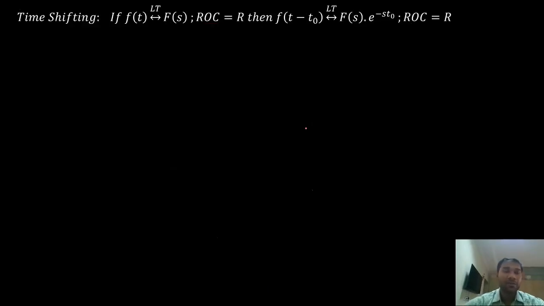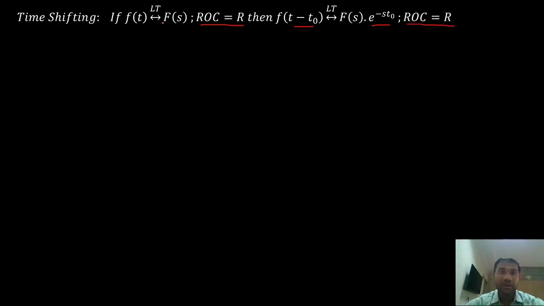Next, we will look at time shifting property. What happens if I shift the time domain signal? I'll have a corresponding phase shift in the Laplace domain. In the Laplace domain, I am introducing a phase shift e power minus s t naught. And the ROC, there is no change, right?